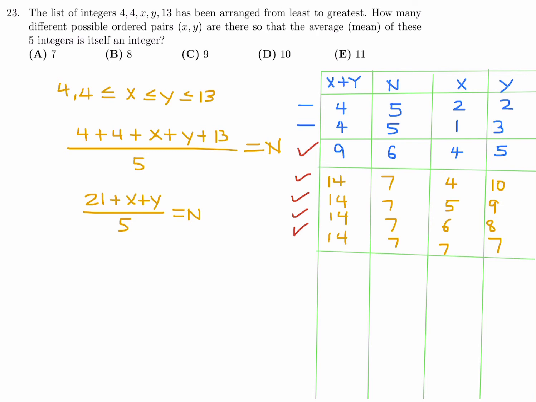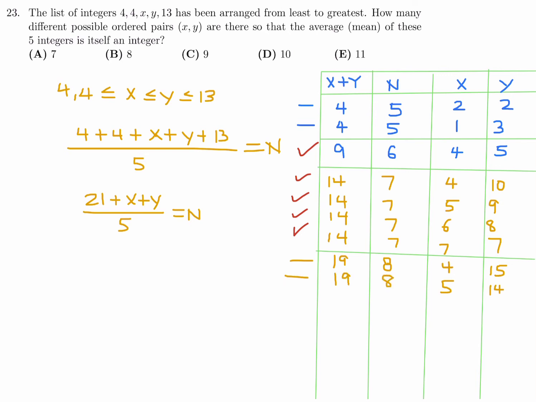All right, keep going here. So our next one, 19, right? And that would make 8 for n. 4 and 15. But the problem is y has to be less than or equal to 13, so that's no good. 5 and 14, that's also no good for the same reason.